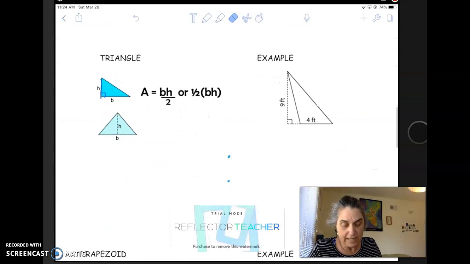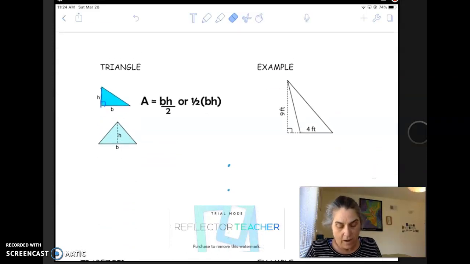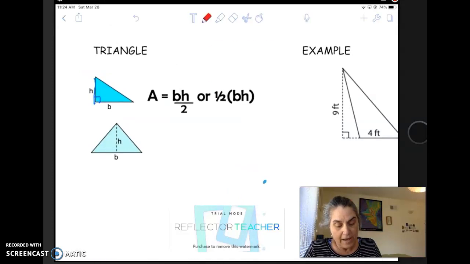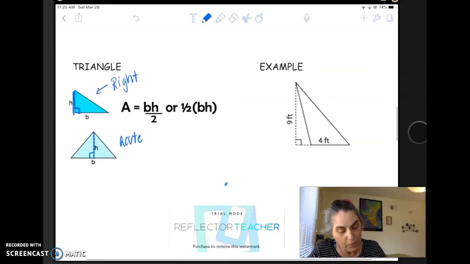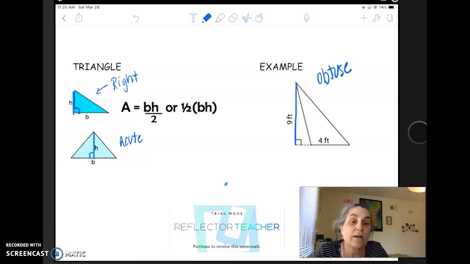Okay, next up is a triangle. You'll notice on the examples with the formula, I have a couple different versions of a triangle. The first one on the top is an example of a right triangle, and that means it has a right angle, and it also means that the height actually is one of the sides. Okay, and then the second example here is called an acute triangle. That means all of its angles are less than 90 degrees. And you'll notice that the height is inside the triangle. The example that I'm going to be working out for you is an obtuse triangle. And that's an example where the height is actually outside the triangle. So that would be the height right there.